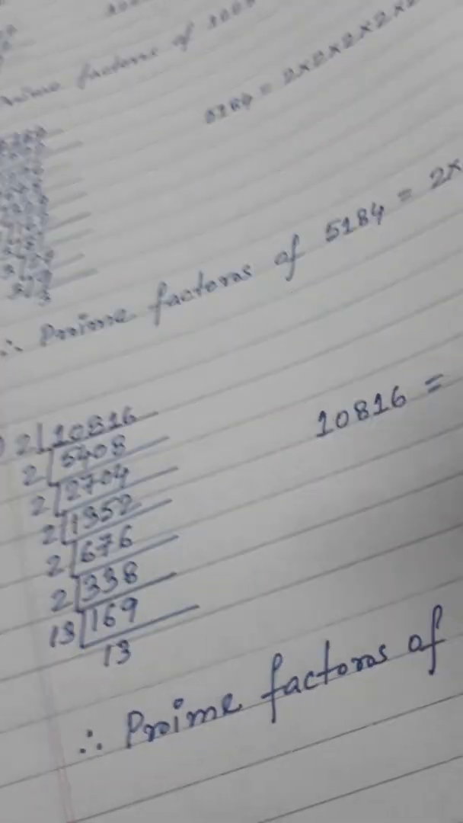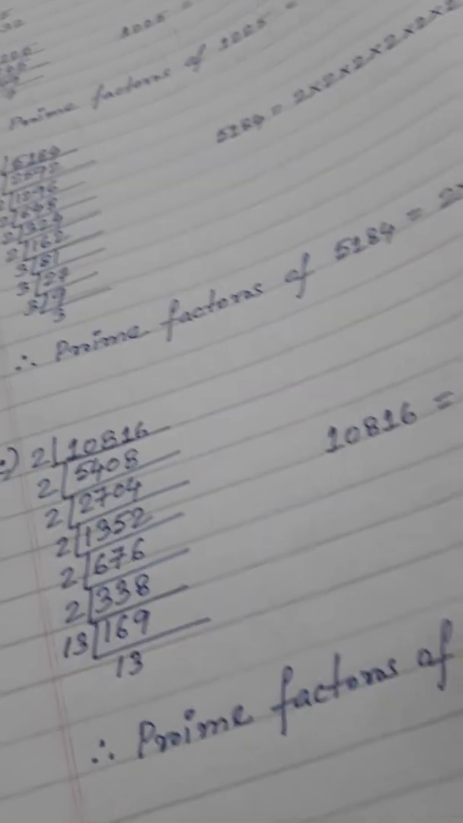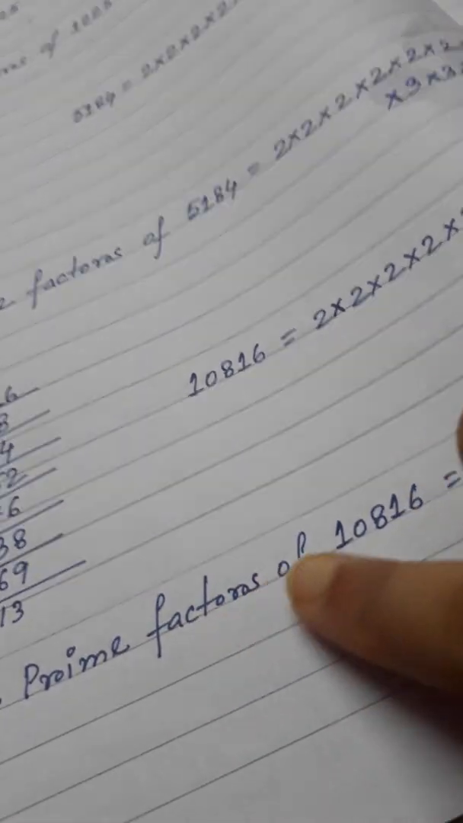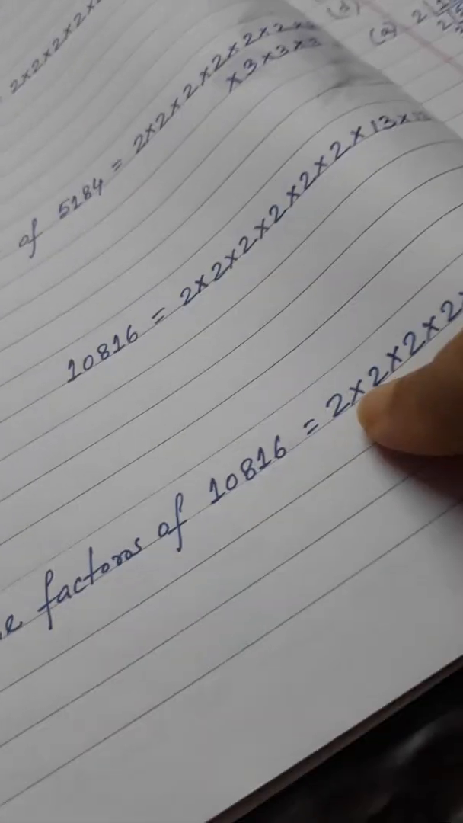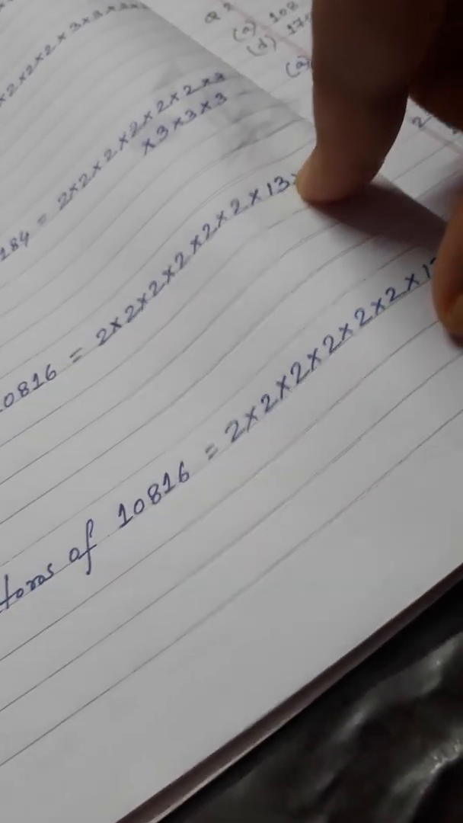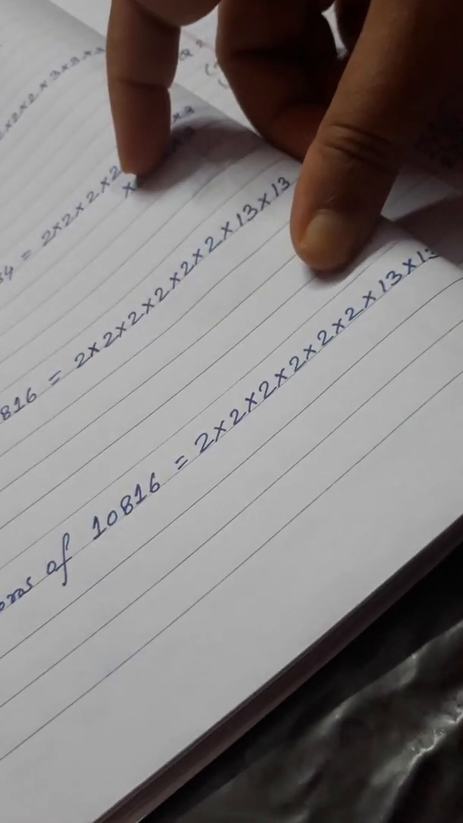10816. These numbers also you have to factorize this way, and then at the end you have to write the answer like this: prime factors of 10816 equals 2 into 2 into 2 into 2 into 2 into 2. See how many 2s: six 2s are here, and 13 is here. So like this way you have to solve.